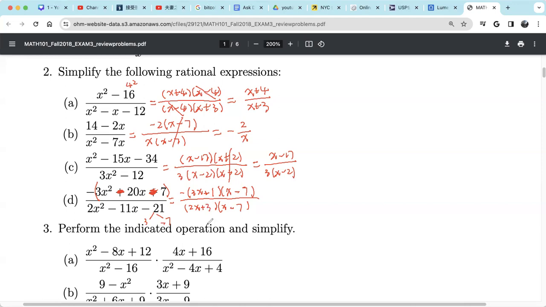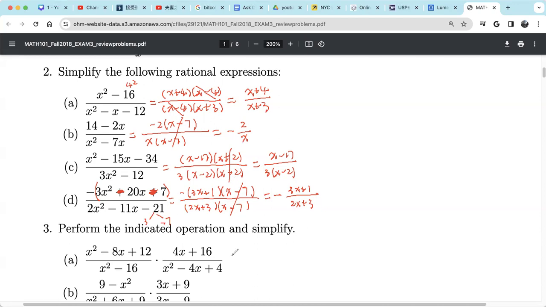Okay. Now the numerator is in factored form and the denominator is in factored form. x minus 7 divided by x minus 7 becomes 1. This negative sign we want to put up front. So I have a -3x plus 1 divided by 2x plus 3. You see, when I have other terms together, I put parentheses around. When I only have 3x plus 1 as a factor, I don't need parentheses. Same thing for 2x plus 3.